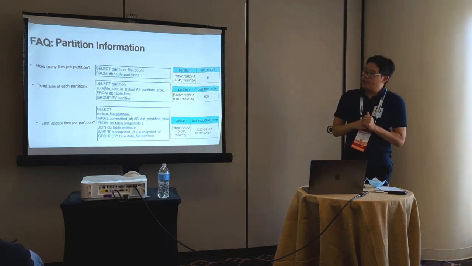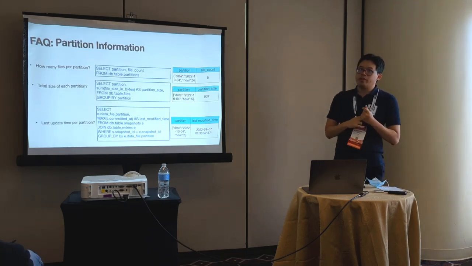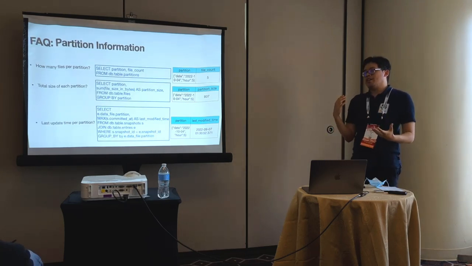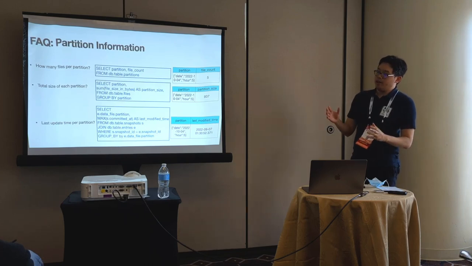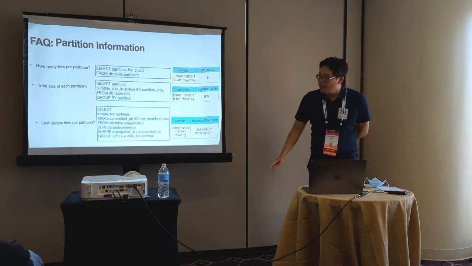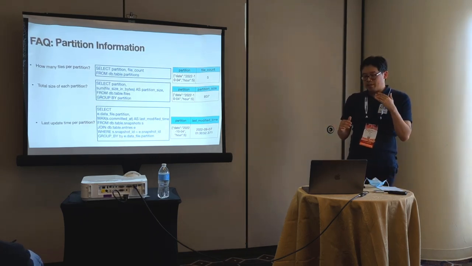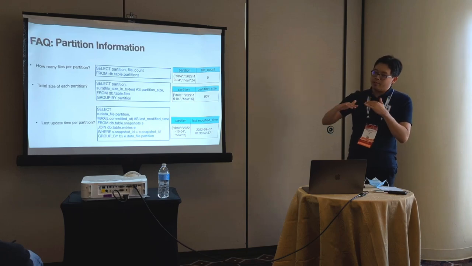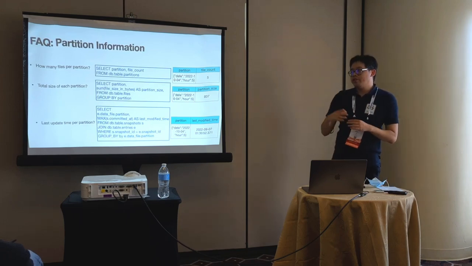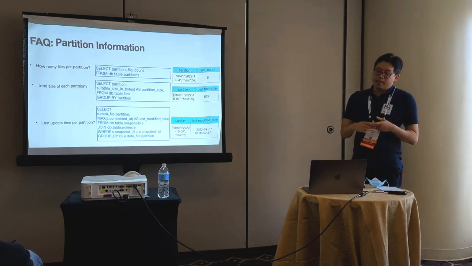And then the third one is last update time per partition. Also a very user-favorite question. This one's probably the one where the query looks the hardest, but I think if you understand the concept, it's okay. Here, if you remember, I said there are two tables, files and entries, and entries has the information about snapshots. And here, unfortunately, you have to deal with snapshots because in Iceberg, update time means snapshot commit time.